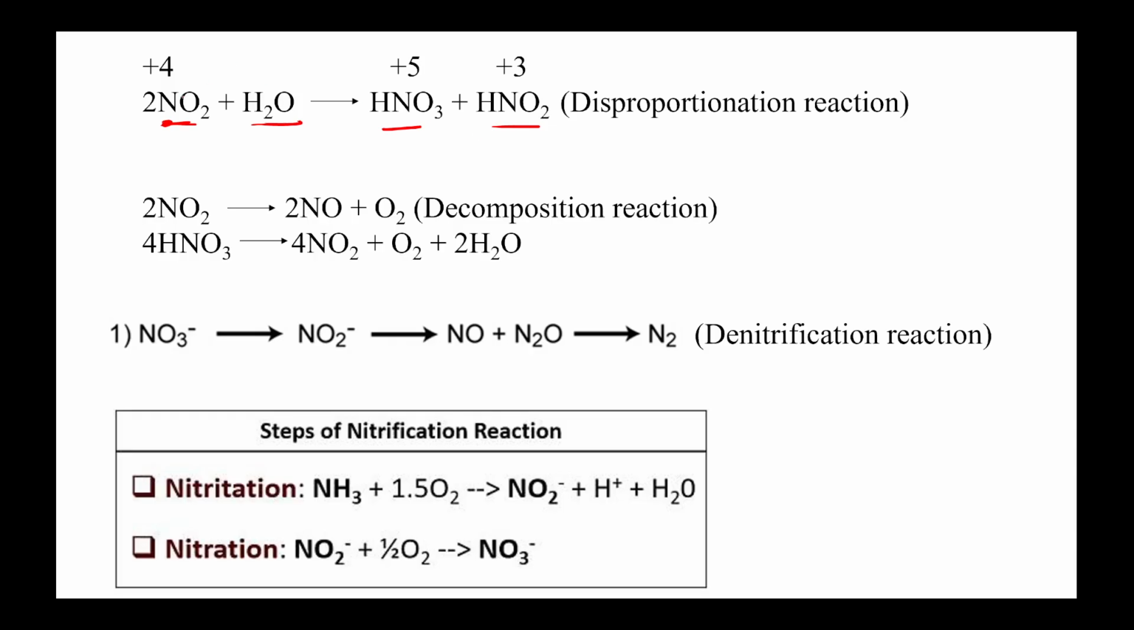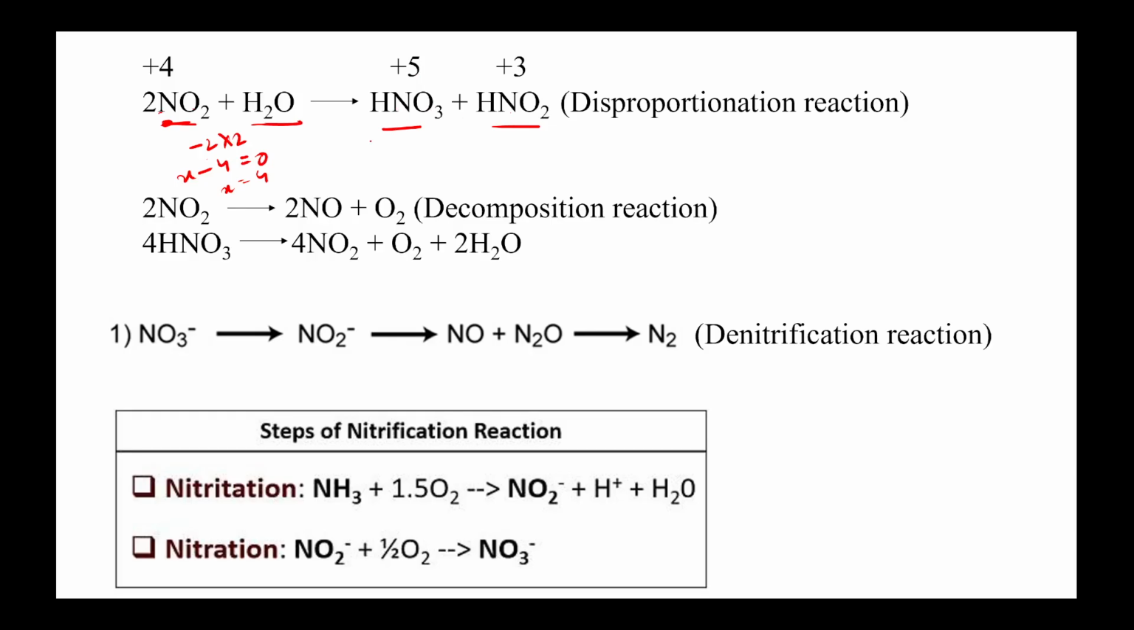So if you see the oxidation state of nitrogen here, it is +4. How do we know that? Oxygen has a -2 charge. So 2 oxygens means -2 into 2, that is -4. So nitrogen will be +4 because the overall charge on this molecule is 0. So x minus 4 is equal to 0, so x will be 4. And after the reaction we are getting two compounds containing nitrogen. Now we will see the oxidation state of nitrogen in each of these.